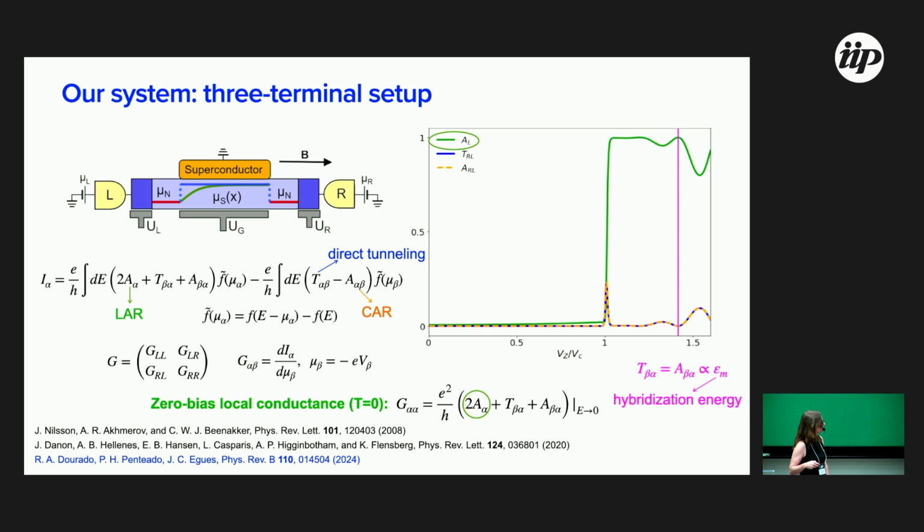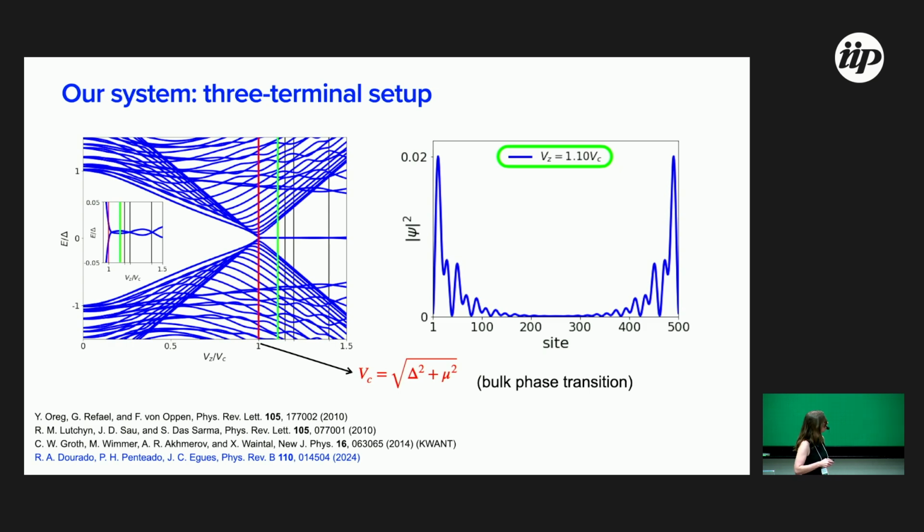These two terms, it's easy to see if you are working with an effective model, a low energy effective model, that CAR and this direct tunneling are proportional to this hybridization energy. And that's why you see the LAR going down here and the two other processes going up here. When I'm somewhere here, and this splits, then I'll have a larger contribution for CAR and direct tunneling.